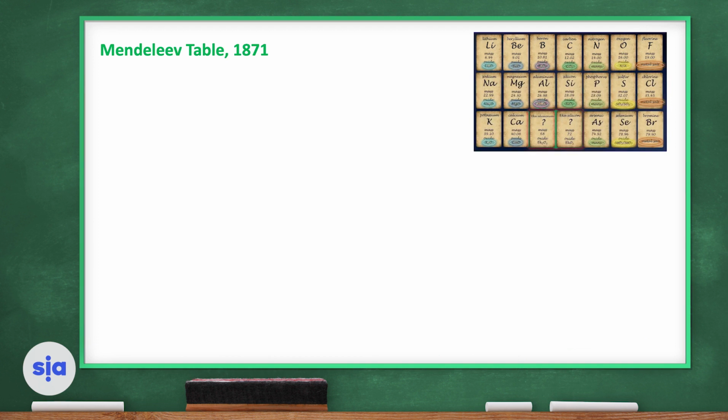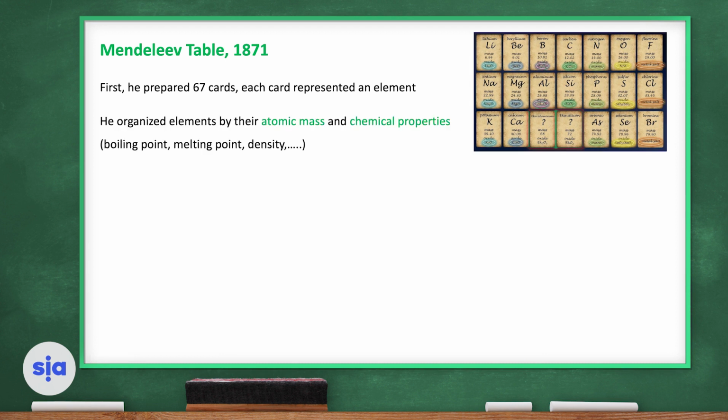What did he do? He prepared 67 cards, like these cards. Each card represented an element. He organized the elements by their atomic mass. Atomic mass, the one under the name of the element, not the atomic number, as well as the chemical properties, boiling point, melting point, density.